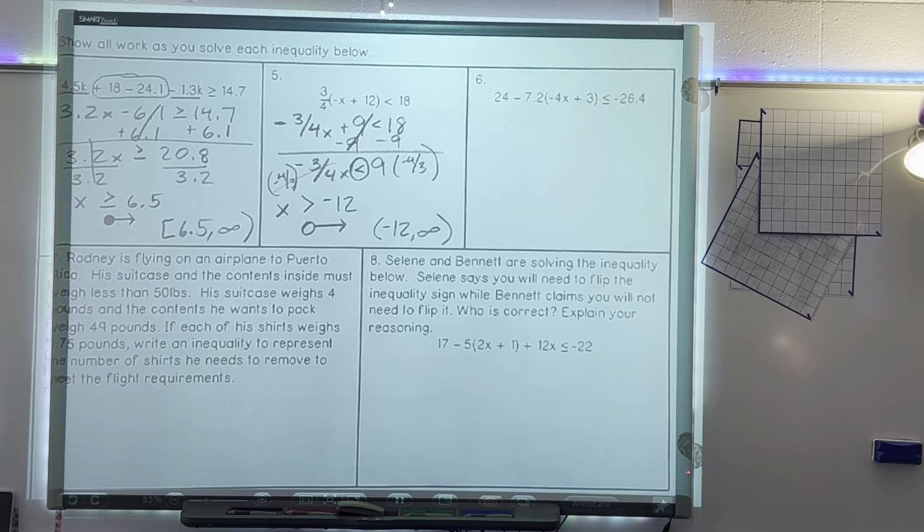Alright, so y'all work number 6. I'm gonna freeze my screen for a minute. Y'all work 6, and we're gonna check and make sure that we're okay before we move on to the next thing.